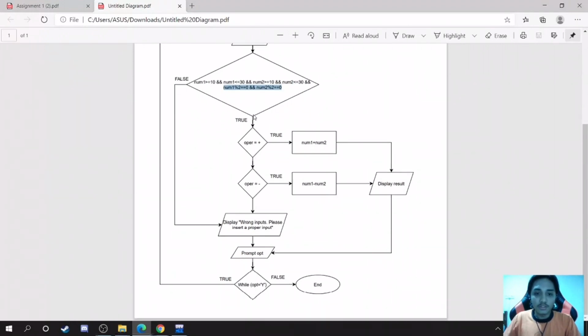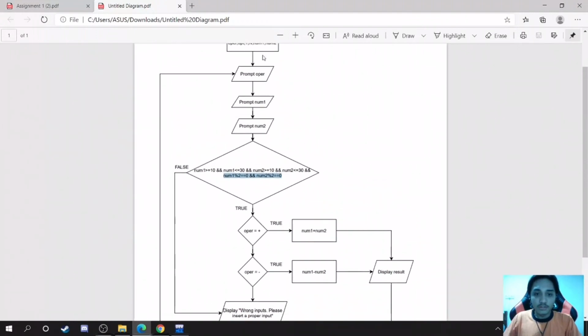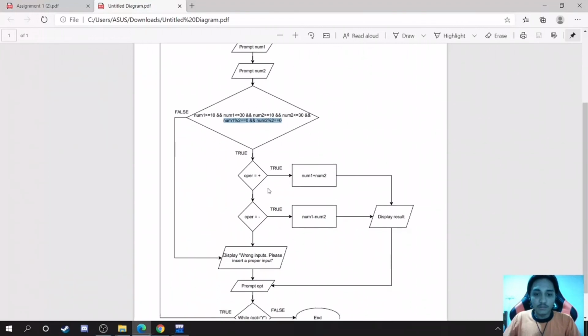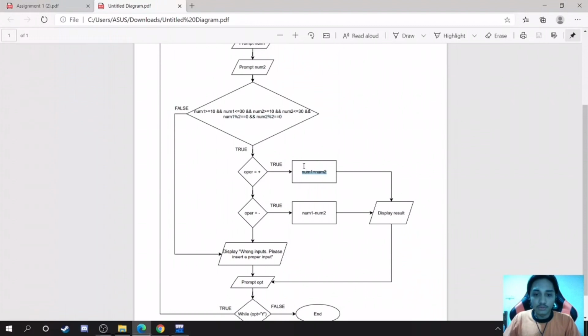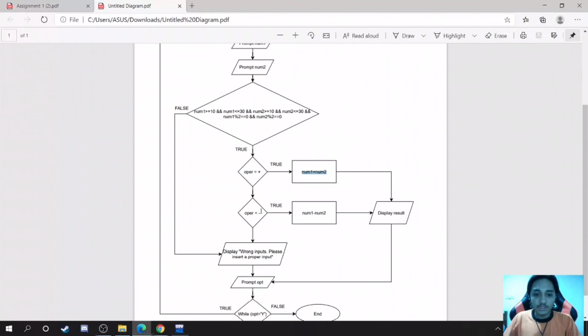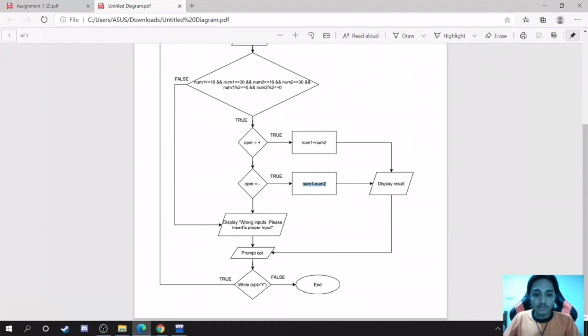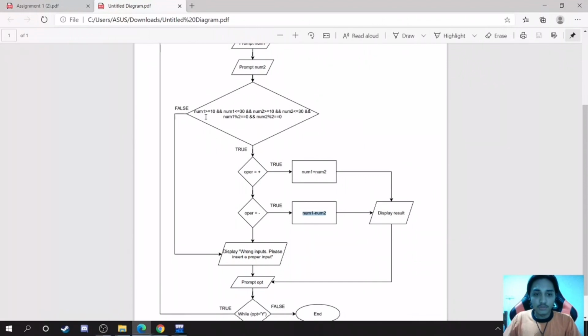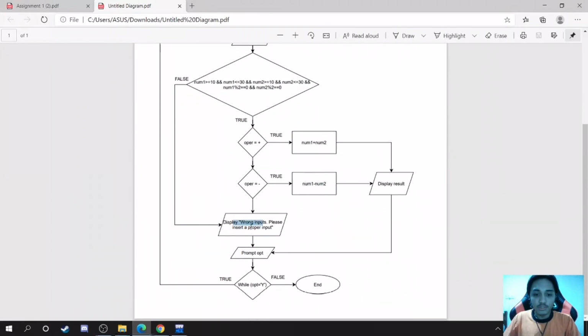So if this condition is true, and the user enters operation plus, it will go to the num1 plus num2 operation, and it will display the result. If it is false, it will check for operation minus, then go to the subtraction operation, and display the result. If not true, it will display wrong input, please insert a proper input. If none of these conditions is true, it will also display wrong input, please insert a proper input.